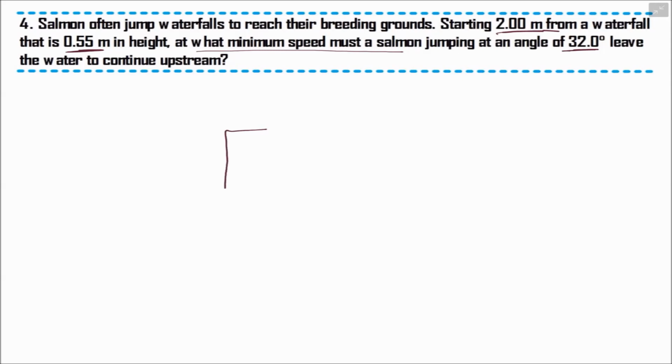If we draw it, it will be like this. Let's say the fish is here, like this, and the height of the waterfall, that is y, 0.55 meter, and the distance between the waterfall and the fish, which is 2 meter. And it says what's the minimum speed.